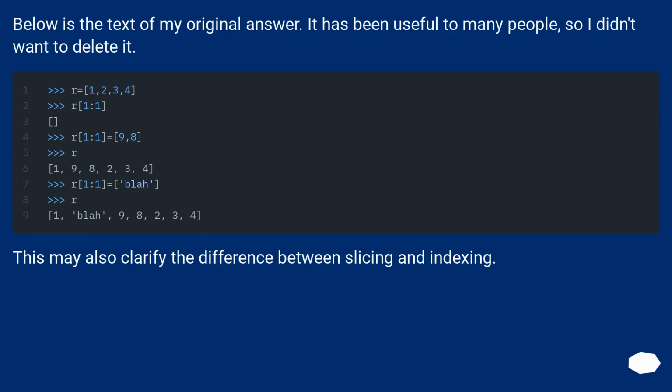Below is the text of my original answer. It has been useful to many people, so I didn't want to delete it. This may also clarify the difference between slicing and indexing.